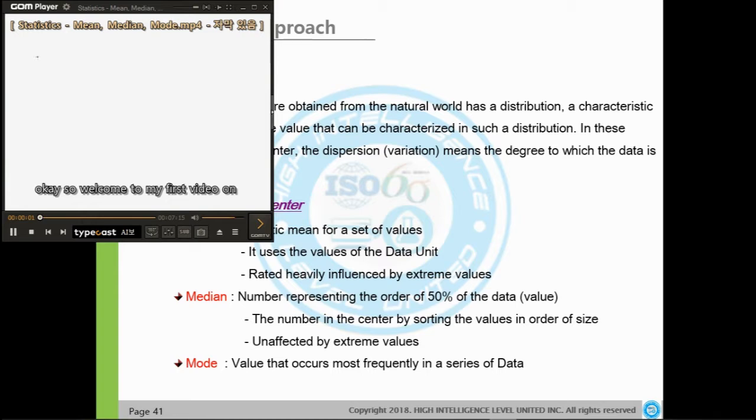Okay, so welcome to my first video on statistics. In this video we're going over the mean, median, and mode, the three central tendencies, the foundation of statistics. It's really important that you understand these core concepts because you're going to use them throughout the duration of your course. So let's get started right away with an example, and hopefully this will all make more sense after we're finished.